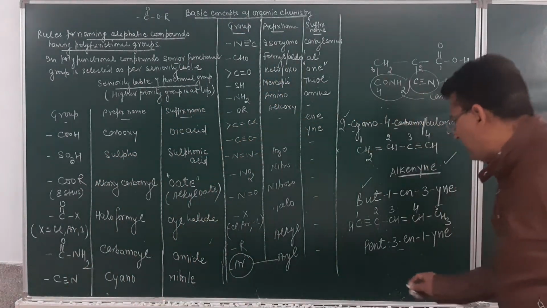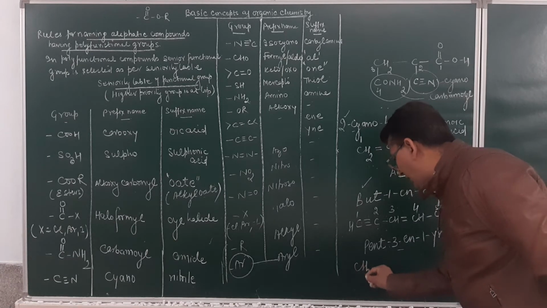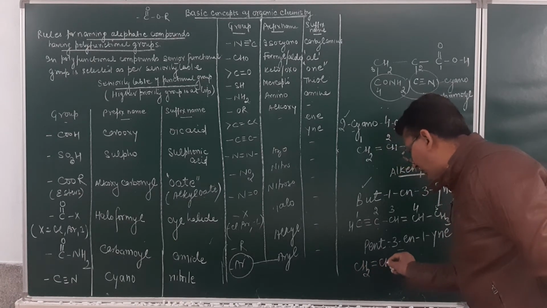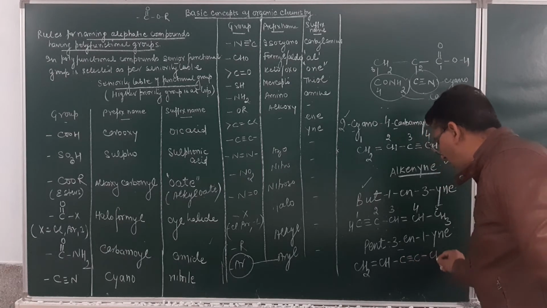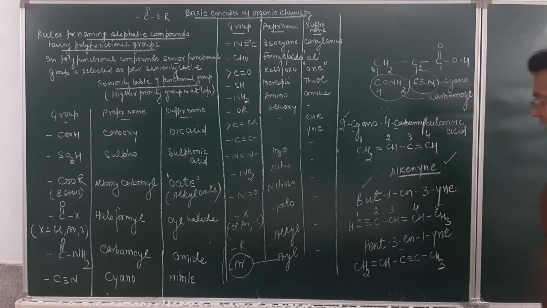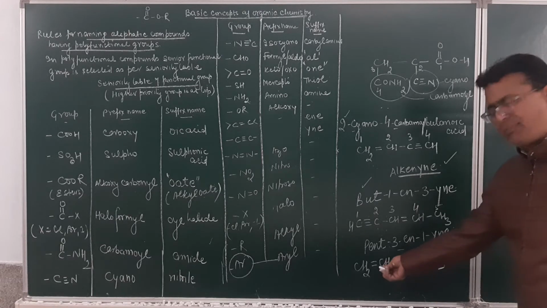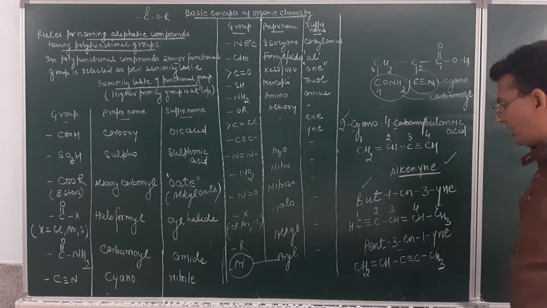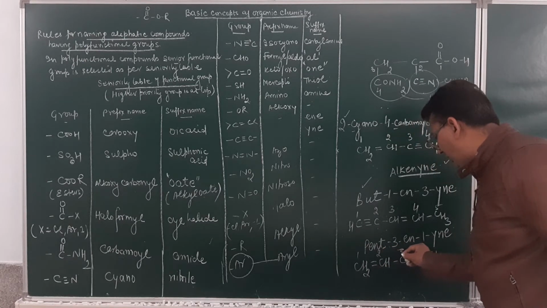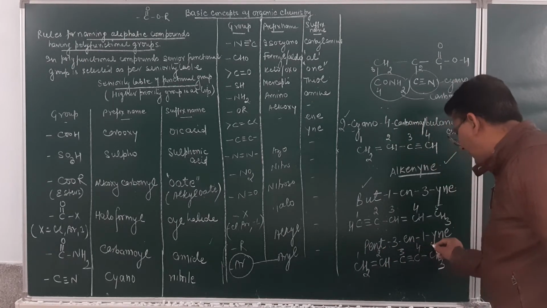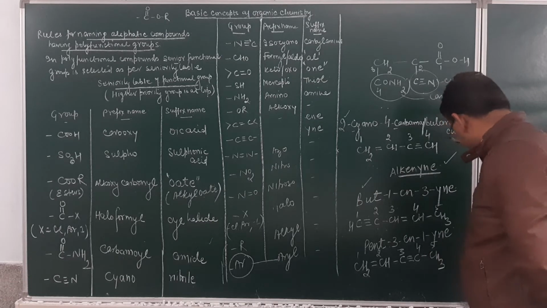Likewise, if I take this example, CH2 double bond CH, then C triple bond C, and then CH3. Here again the double and triple bond are present, but the double bond is getting a lower number. So there is no problem in this case. This will be 1, this will be 2, this will be 3, this will be 4 and this will be 5.